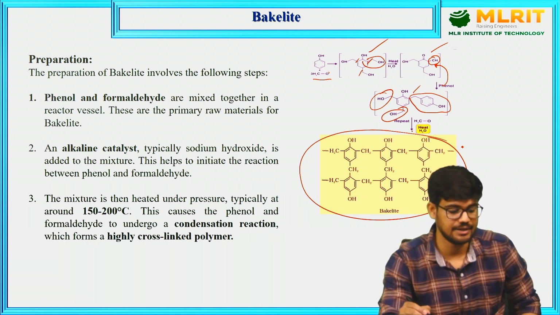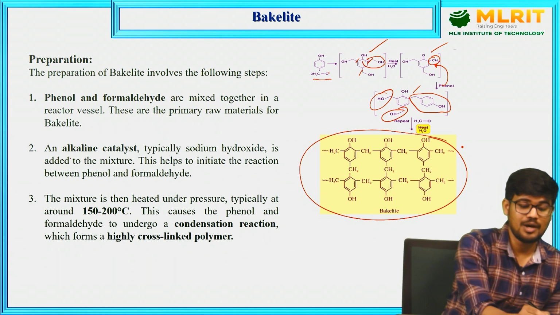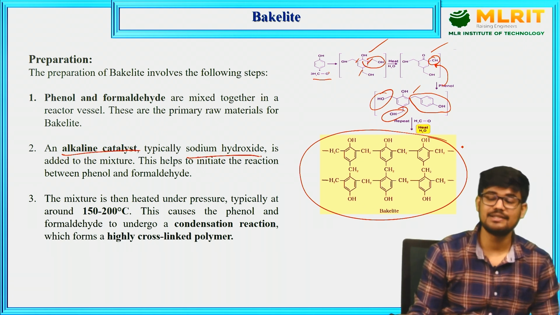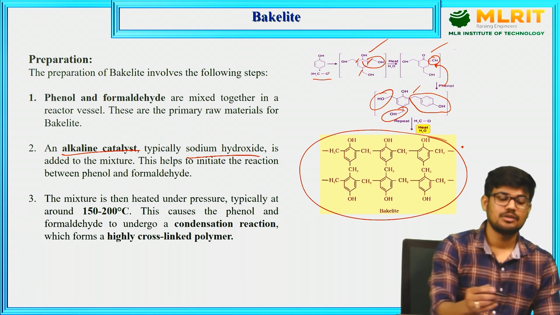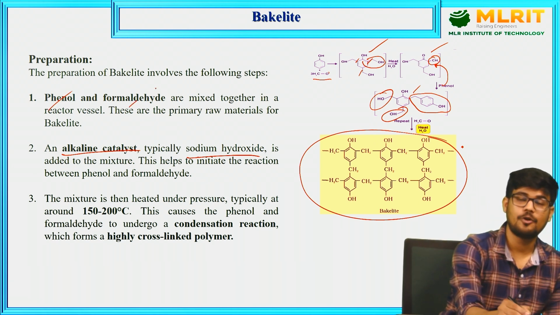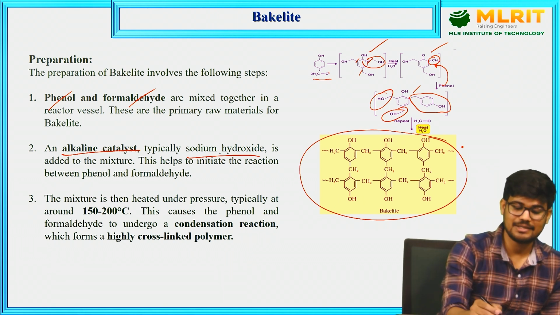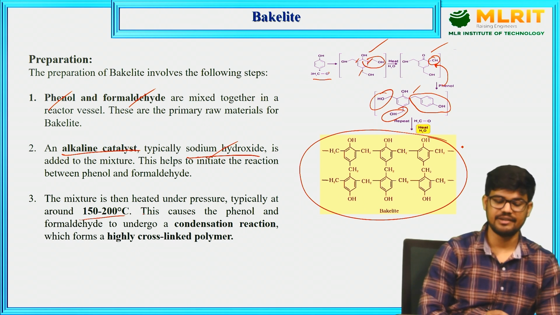This is called bakelite. Another point is that we need one alkaline catalyst, that is sodium hydroxide. So in the case of bakelite, what are the monomer units? One is phenol, another is formaldehyde. And what are the catalysts? Only one catalyst, that is sodium hydroxide. And the temperature will be 150 to 200 degrees centigrade.